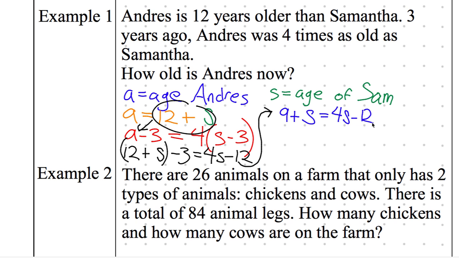All right, I need to solve for S. What should I do to both sides? Quiet raised hand. What should I do to both sides? Go for it, Jose. Minus S on both sides. Let's do it. Minus S. And you're left with what? 9 equals... Ooh, careful. 4 minus 1. This is minus 1S, right? 3S minus 12. There it is.